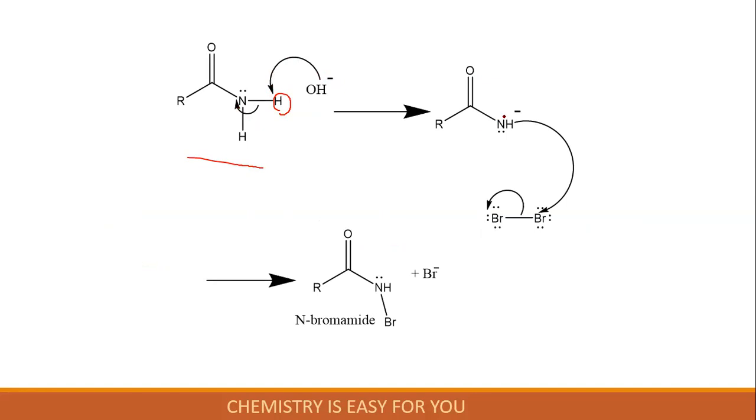Now nitrogen with a negative charge will attack the Br2 and take one of the Br, and the other will move out as Br minus. So the negative charge takes this Br, and the other Br becomes Br minus, and as a result we get N-bromamide. N-bromamide means RCONHBr, and we have the Br minus that is coming out of the Br2. OH minus abstracts a proton, negative charge on nitrogen, that negative charge takes a bromine and forms N-bromamide.